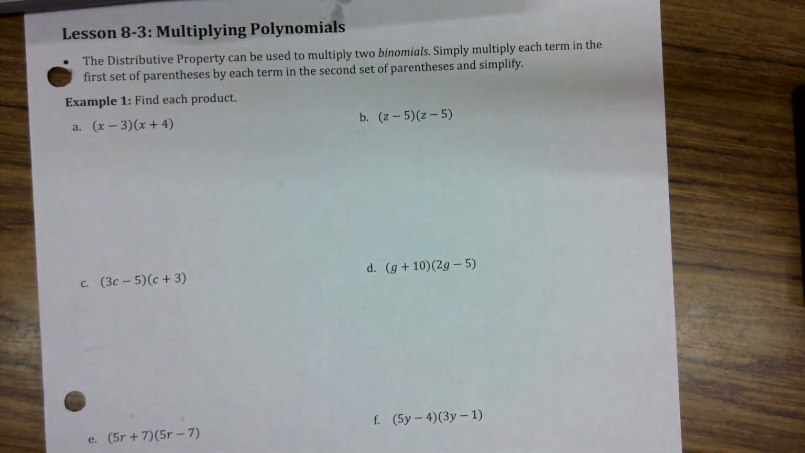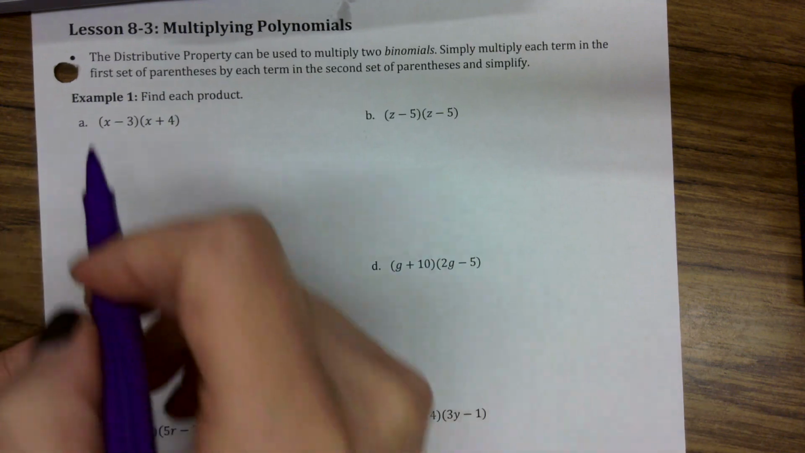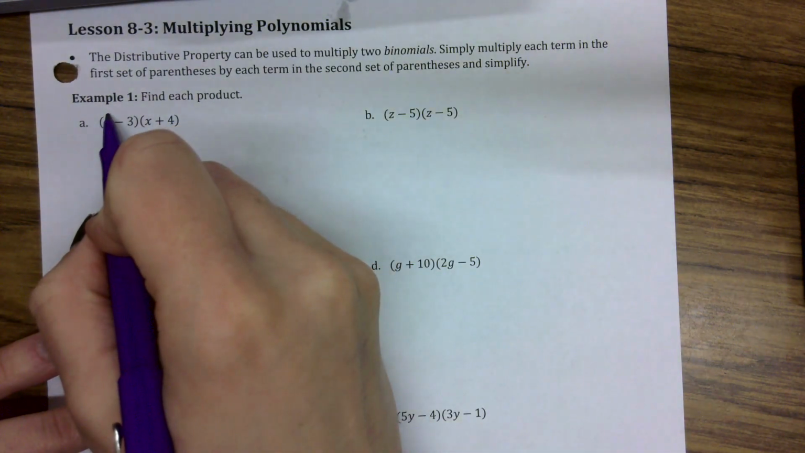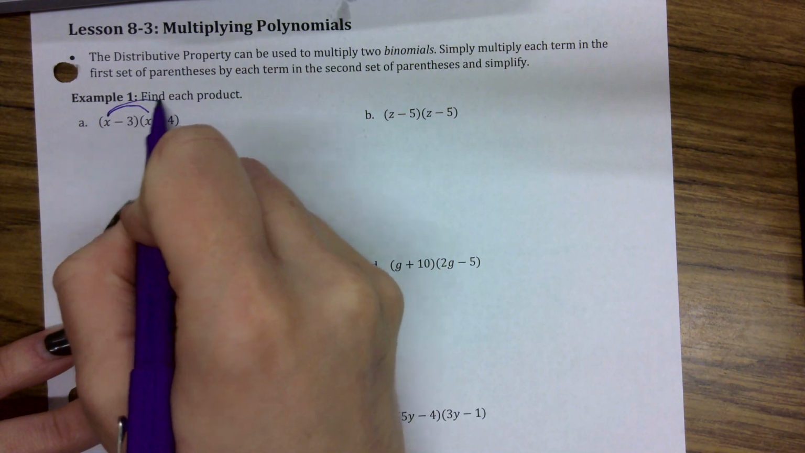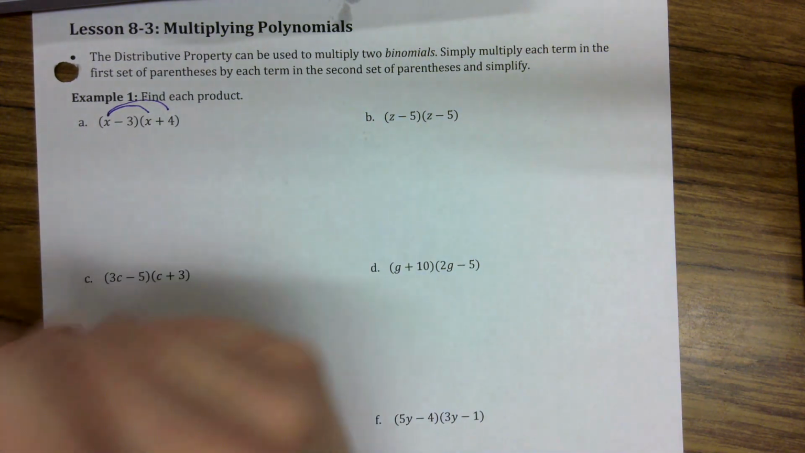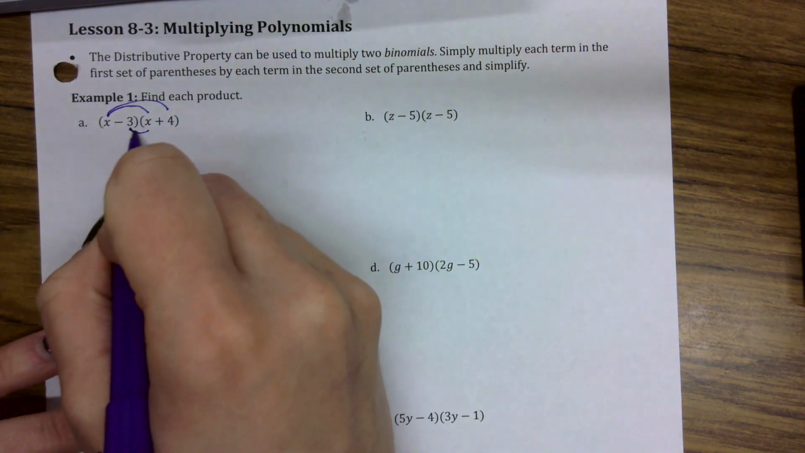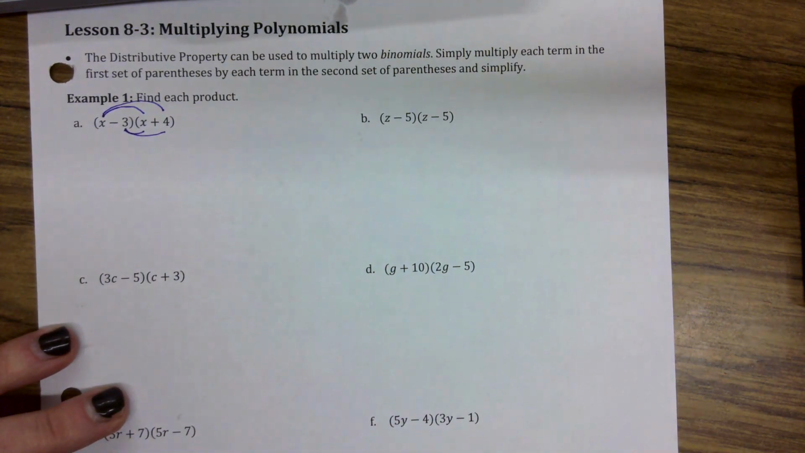Lesson 8.3 is multiplying polynomials again, but this time we're not just multiplying by one monomial. We now have two, which is called a binomial. So binomial to a binomial. Normally we would just take that one and distribute it to both. But now we have to distribute the second term to both as well. So it's a little bit trickier.